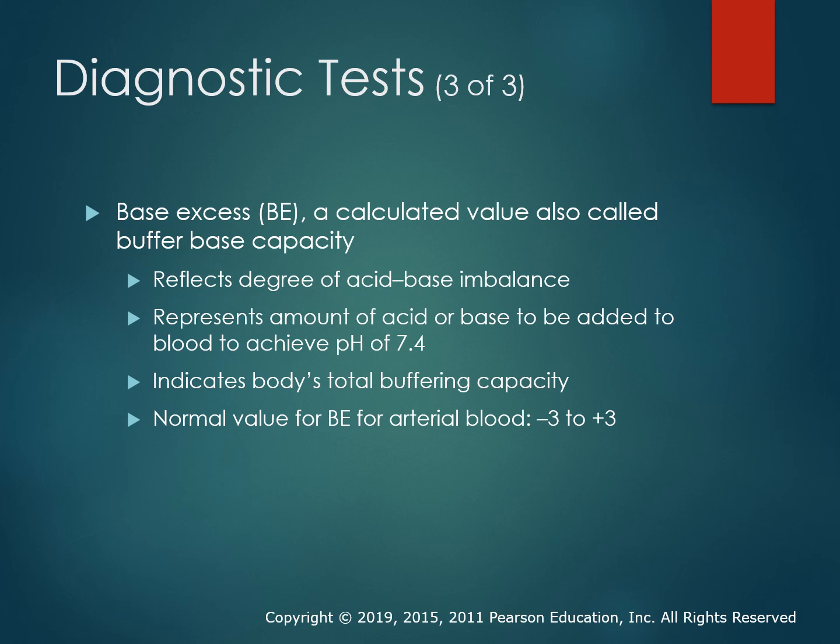Is calculated value also known as a buffer base capacity. The base excess measures substances that can accept or combine with hydrogen ions. It reflects the degree of acid-base imbalance by indicating the status of the body's total buffering capacity. It represents the amount of acid or base that must be added to a blood sample to achieve a pH of 7.4 and is essentially a measure of increased or decreased bicarbonate. The normal base excess is -3 to +3.